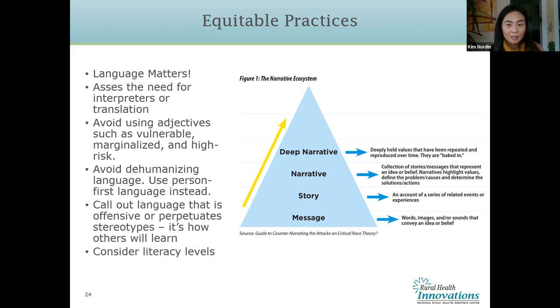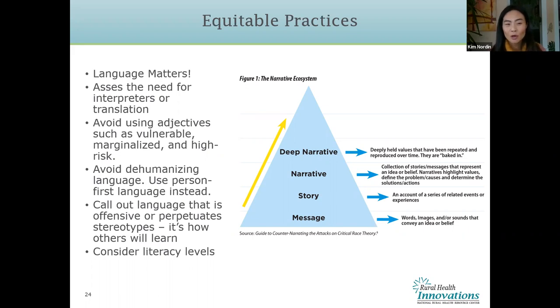Language matters. Deb will share a guide in a minute that was designed for physicians and other healthcare professionals, and it provides guidance and promotes just a deeper understanding of equity-focused, person-first language and why it matters. Assess the need for interpreters or translation services. Avoid using adjectives such as vulnerable, marginalized, and high risk.